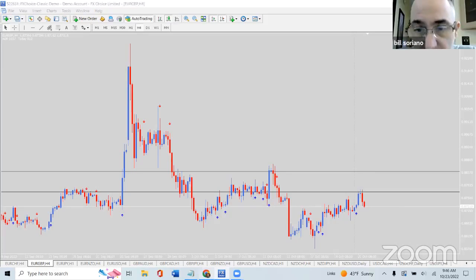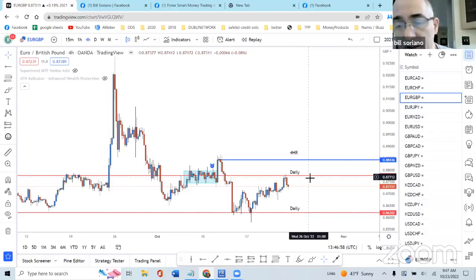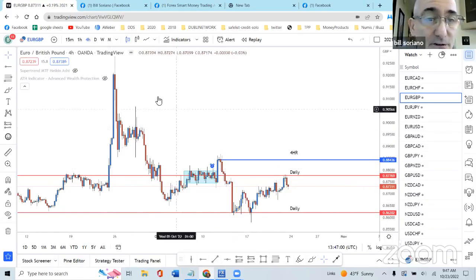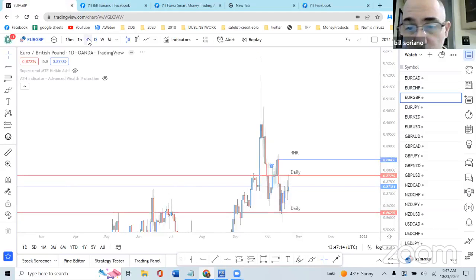So if you look here, if we go to this pair, you'll see that we have our 4-hour area of interest alert set right here. Okay, we have that set right here. So we'll wait for that alert to go off. And actually, if you look on the daily chart here, you'll see that we have a daily banker candle right here. That's this red line, and that's already been mitigated. Okay, that's been mitigated. So we're going to wait for it to come up and mitigate this 4-hour candle.